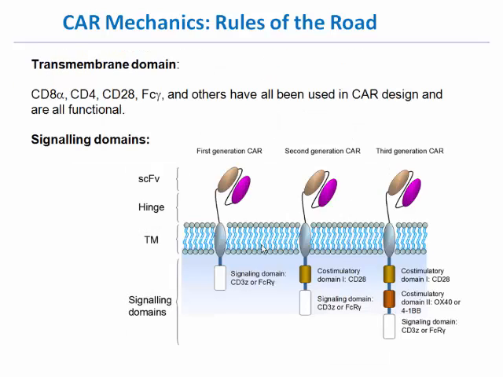Many different transmembrane domains have all been used, from CD8 alpha, CD4, CD28, Fc gamma, and many others, and they all seem to be functional. In terms of the signaling domains, the first CARs just had a single receptor signaling domain, and this was primarily generated from the CD3 zeta chain. However, more recently, second-generation CARs have been developed where multiple signaling domains are included.